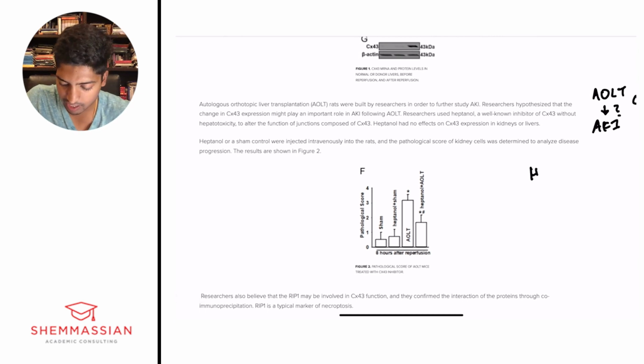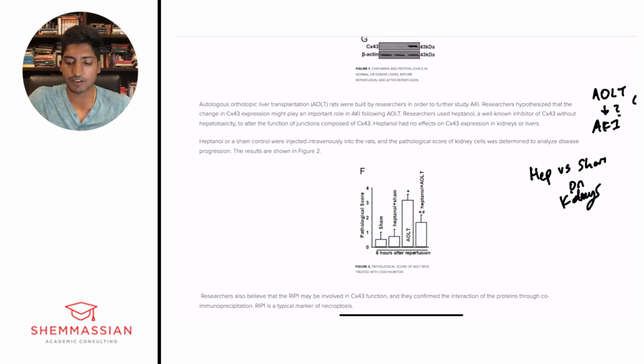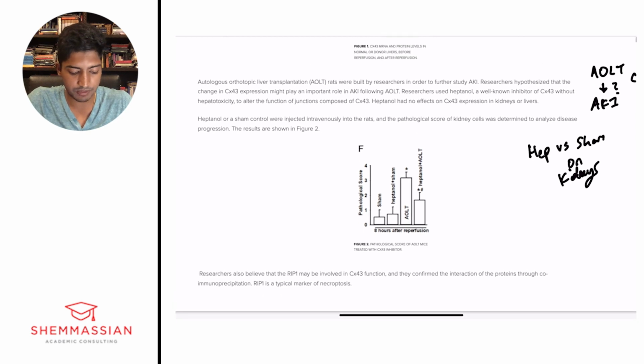We're just looking at hep versus sham on kidneys, right? That's all we're looking at, the effects of heptanol and sham. And we see that the graph in figure 2 shows exactly this, right? We're looking at some sort of score given by kidney function to these different mice groups.